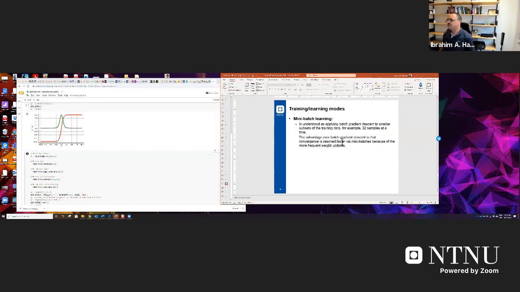So we should expect that the model can reach convergence much faster than the batch gradient learning approach.